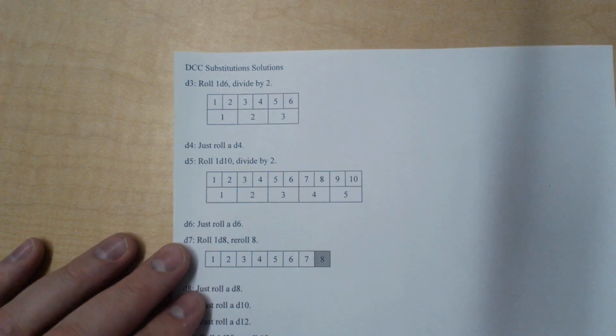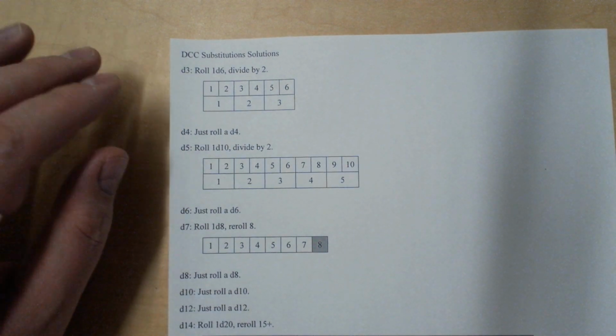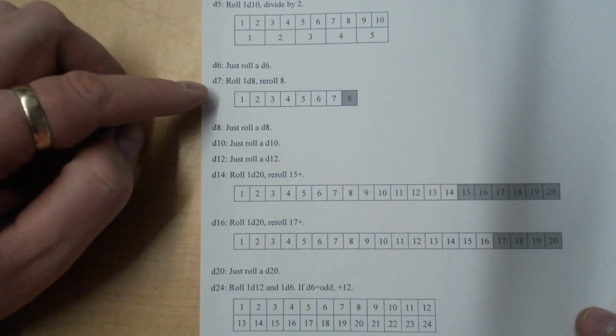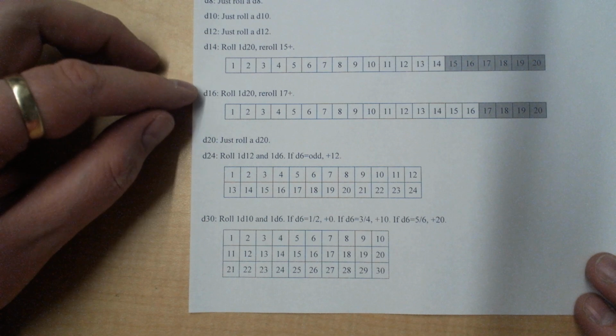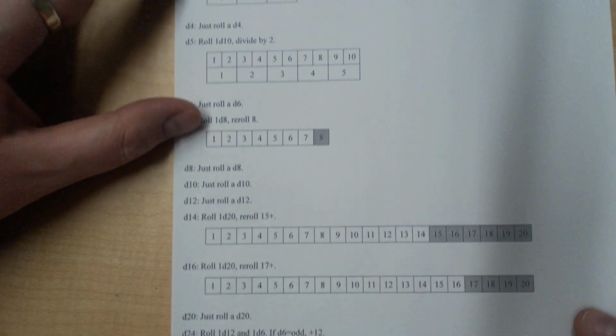Let's get these dice out of here so that we can get to the whole point of the video. I want to talk about the dice substitutions in Dungeon Crawl Classics. Obviously, if you don't have the D3 and the D5 and the D7 and the D14 and the D16 and the D24 and the D30, you need to substitute them in some way.